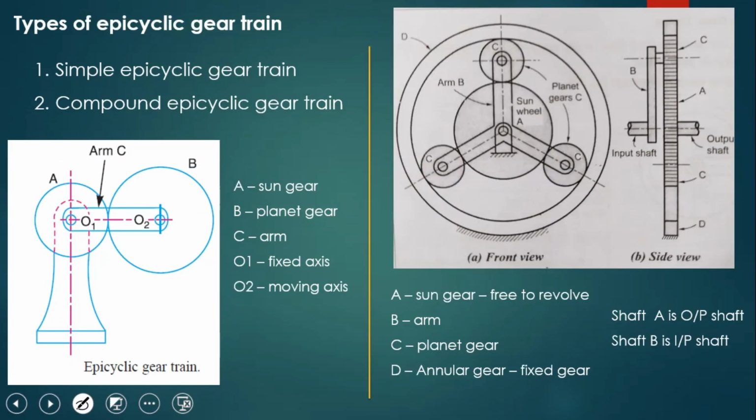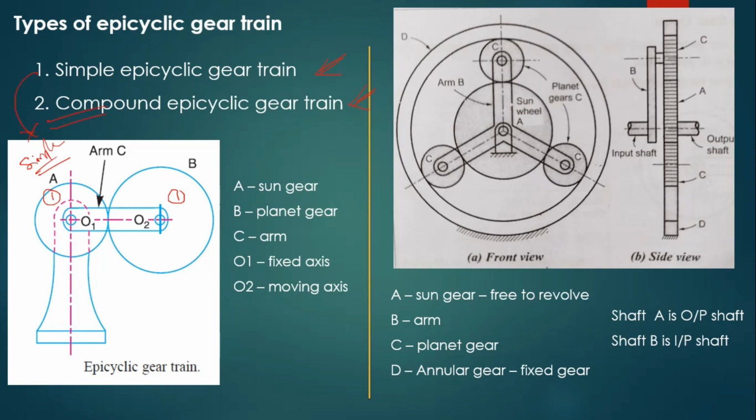Now, types of epicyclic gear trains. We already discussed the types: one is the simple epicyclic gear train, another is the compound epicyclic gear train. When there is only one gear on each shaft, as here with only one gear, and gear A is also one gear, then in any epicyclic gear train that is called a simple epicyclic gear train.